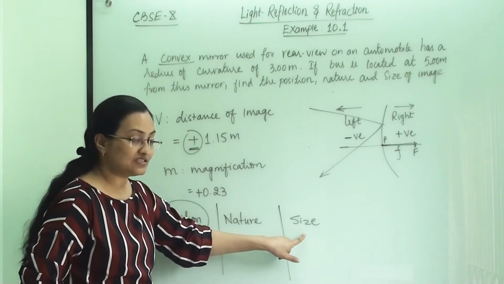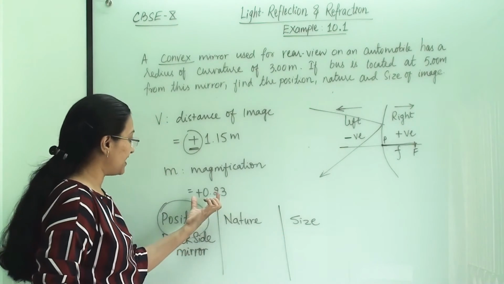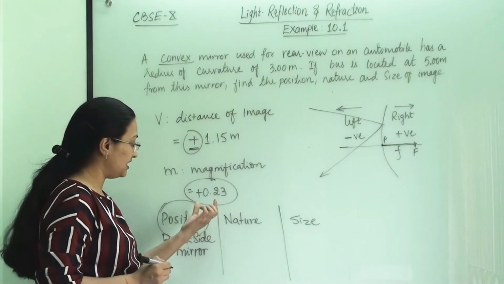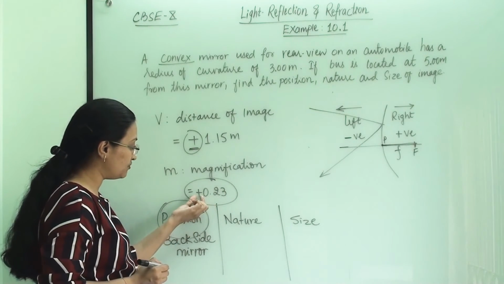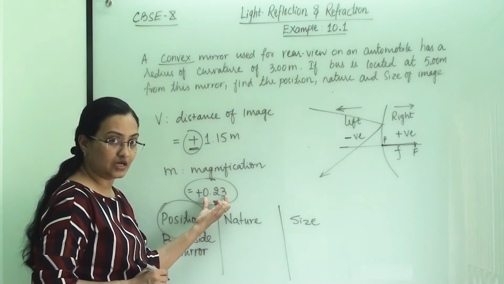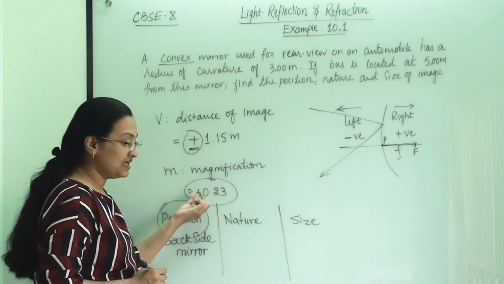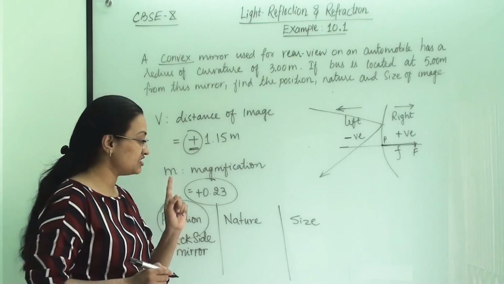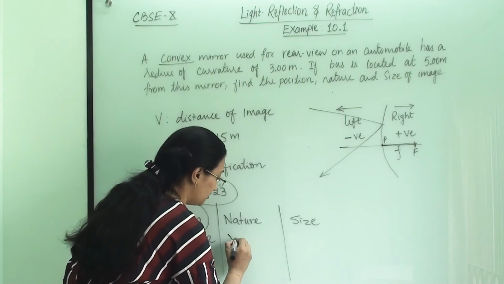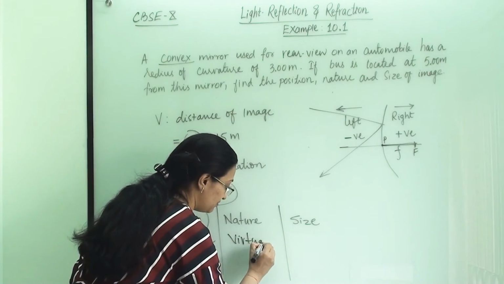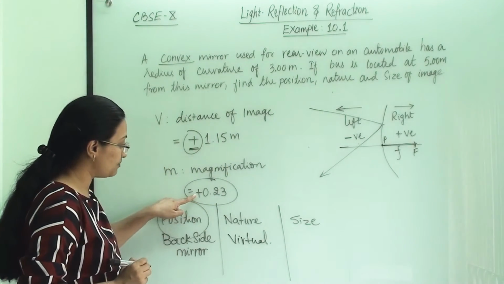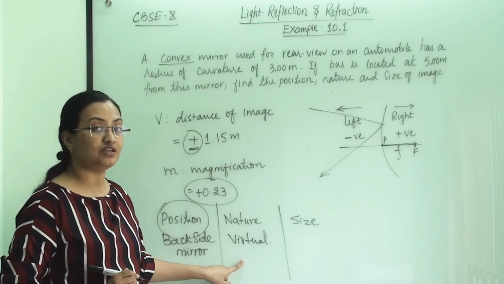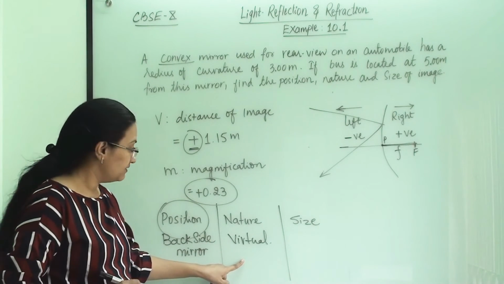Now coming to nature and size. Both these things we can find out from the magnification. In the answer of magnification, one will be the sign and one will be the number. From the sign, it is positive. When the magnification answer is positive, then we will get a virtual image. If this is positive, then it is virtual. If this is negative, then the image will be real.